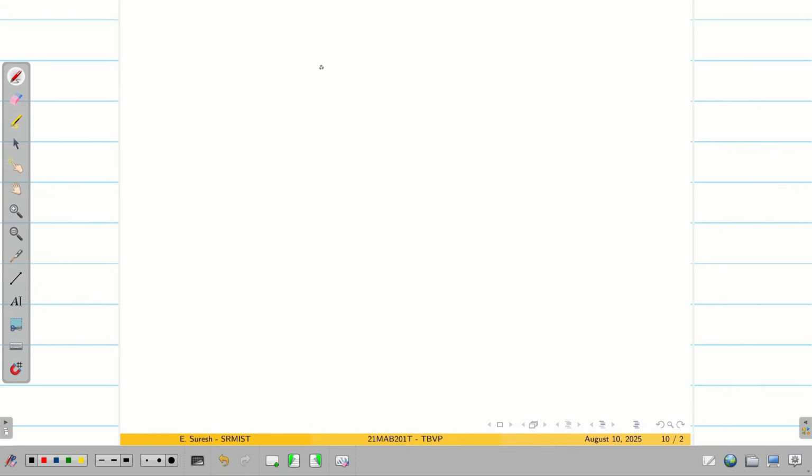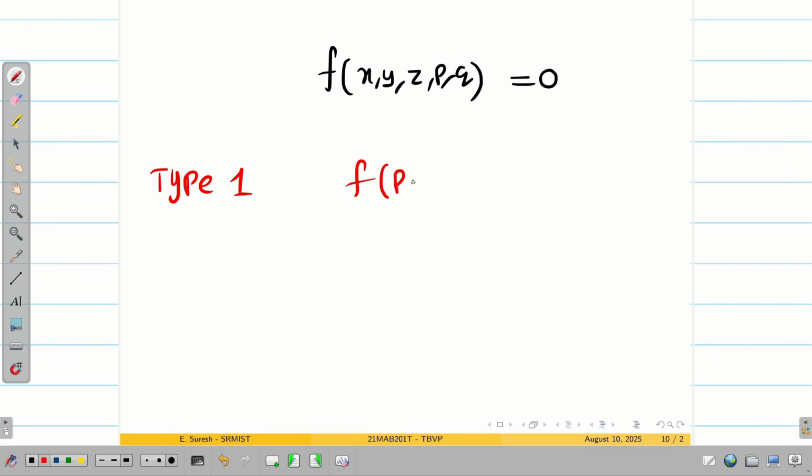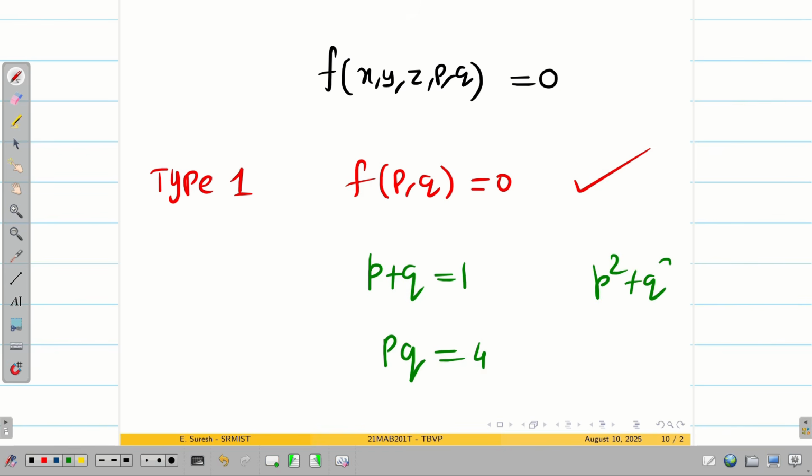Now we know the first order PDE consists of x, y, z, p and q. We're going to see some standard types of problems. Let us take the first type as f of p comma q equal to 0. In type 1, we have only p and q. For example, the problem may be like p plus q equal to 1, pq equal to 4, p square plus q square equal to pq, etc.